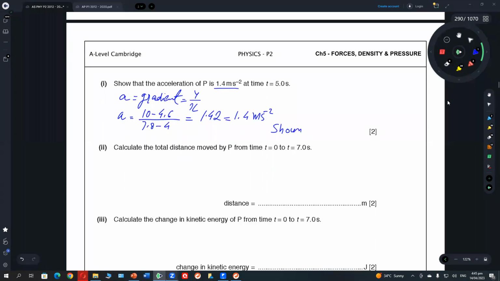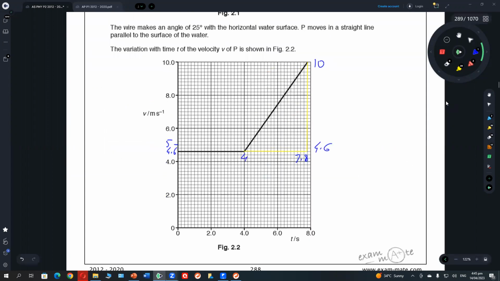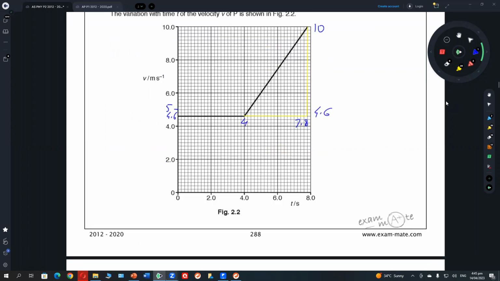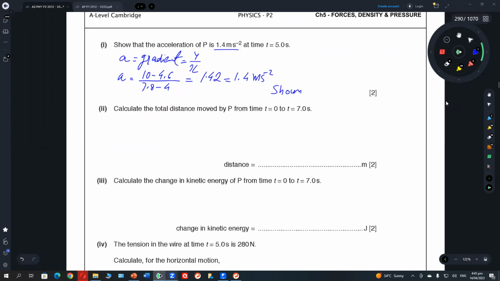Calculate the total distance moved by P from time t equals 0 to t equals 7. In the above question, could we have also done the same, like taking x as 5 and dividing the velocity by it? That would be risky because the line was not coming from 0. Directly reading from 5 would be a bit risky. Gradient is the best option.